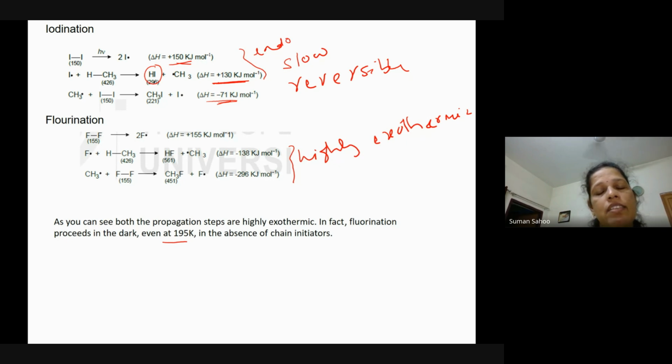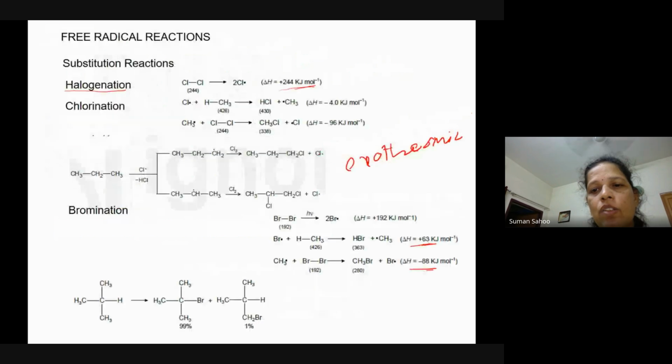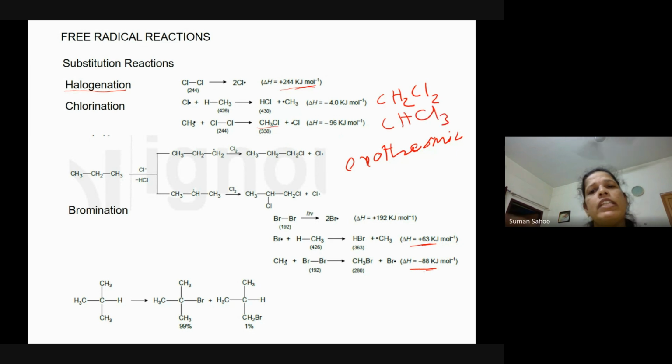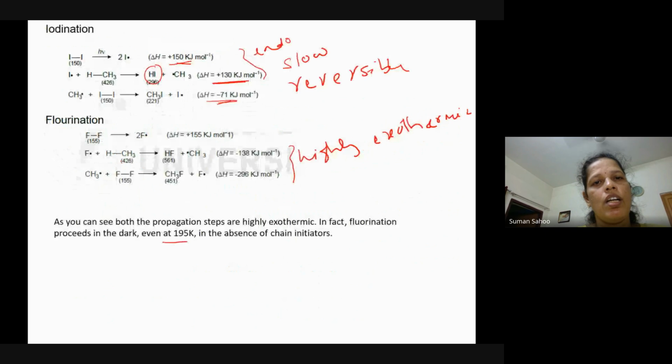Chlorination is a bit less reactive, but still it is not very selective. Like in chlorination, if you just wanted this product, it will not end at this product. You are going to get CH2Cl2 or CHCl3. So it will give you a large number of products, so that is not selective. But in case of bromination, you will get the required product selectively. And iodination is very slow.